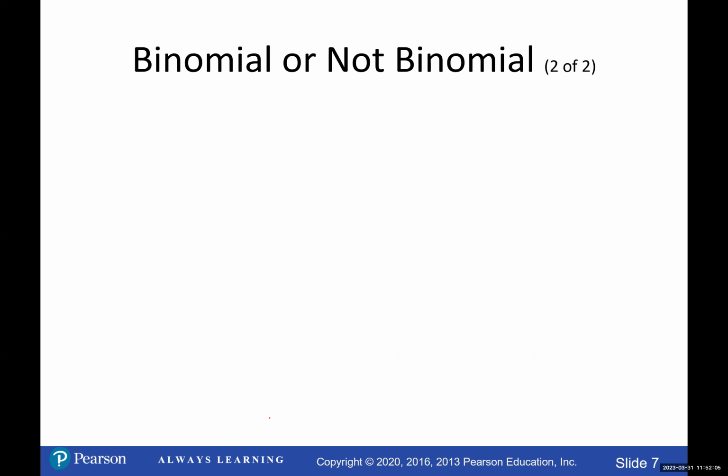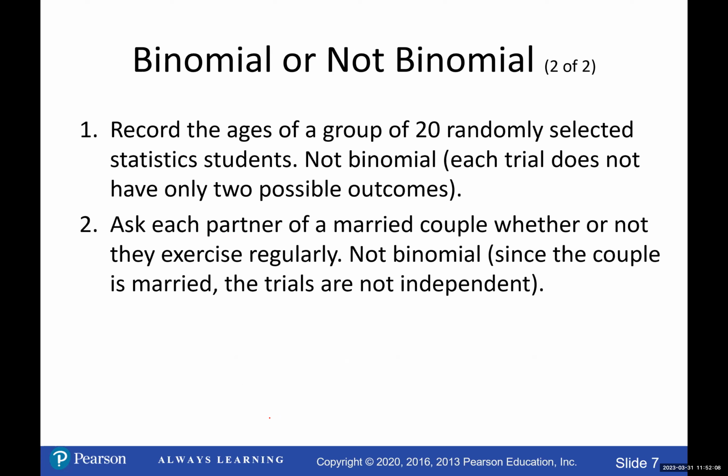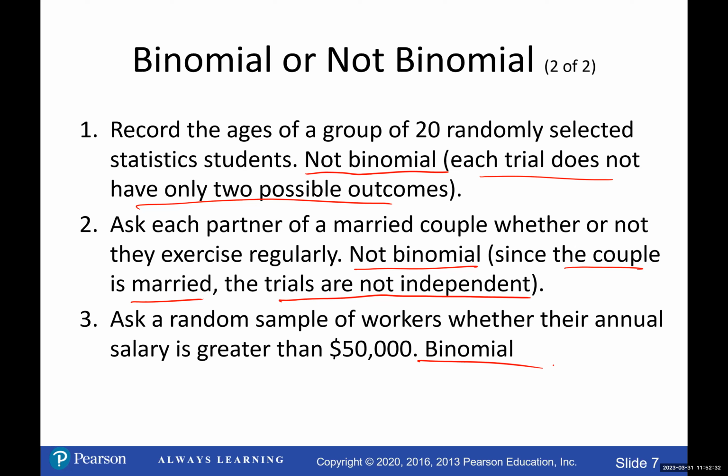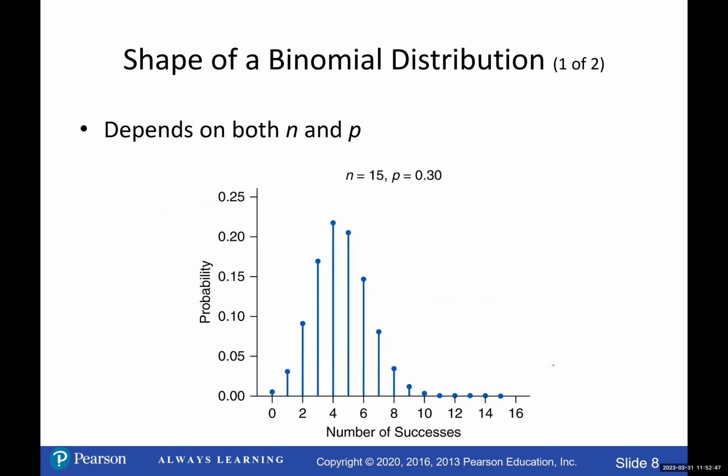So now let's take a look at the finalized answers, right? The first one is not binomial because each child does not have only two possible outcomes. The second one is not binomial, since the couple is married, the trials are not independent. Okay. The last one is binomial. So now we have some ideas about binomial or not binomial already, right? So let's move to the next slide.